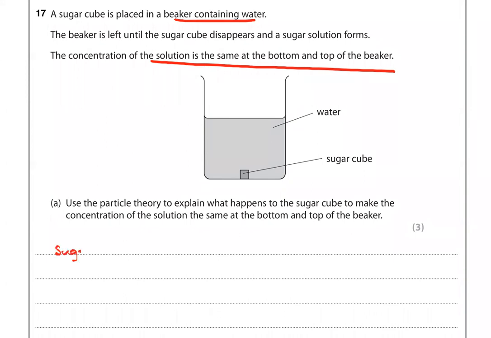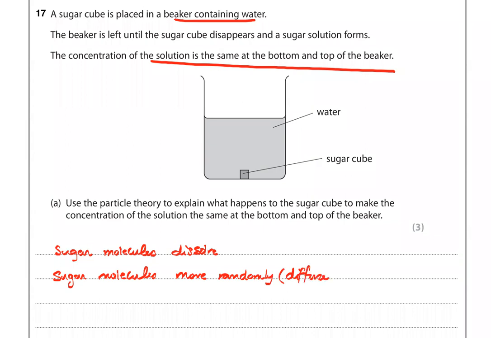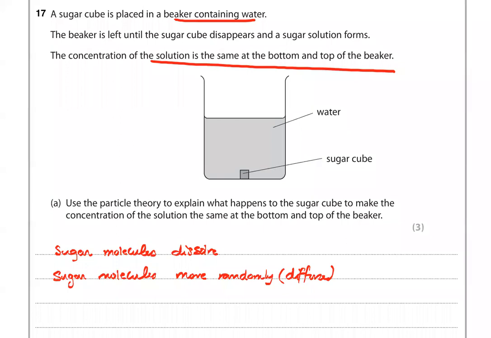First, the sugar cube starts to dissolve, meaning the sugar molecules dissolve. It goes from the solid state into the aqueous state in solution. Then the sugar molecules start to move randomly, which is the term diffusion, they diffuse. After that the sugar molecules are distributed evenly.